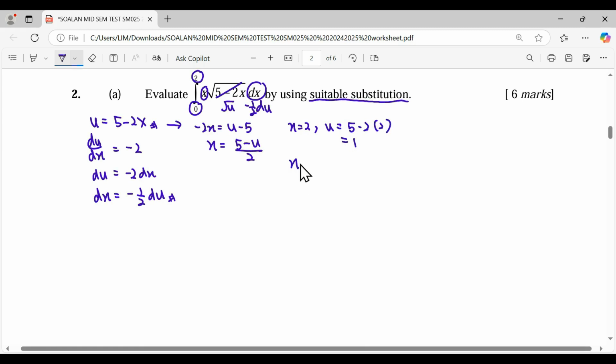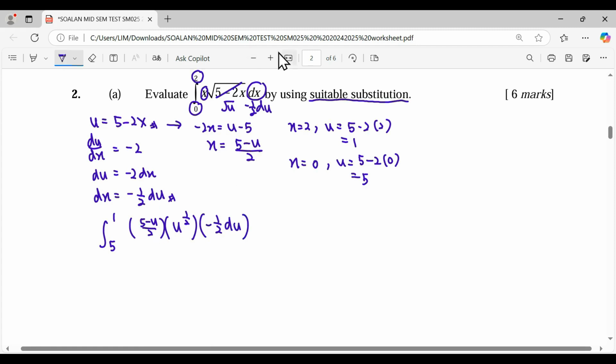Which is 1. When x is equal to 0, what is your u value here? It is 5. Then we can substitute this integration in terms of u. So start with the lower limit, substitute with 5. Upper limit, substitute with 1. For the x term, substitute with (5 minus u) over 2. For this square root, substitute with u to the power of 1 over 2. And this dx, substitute with negative 1 over 2 du.